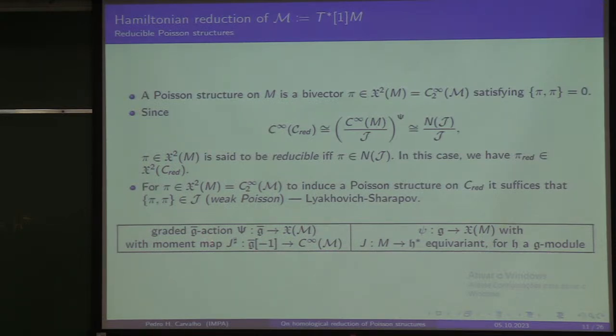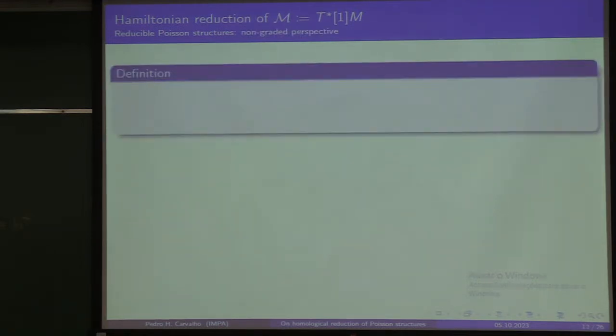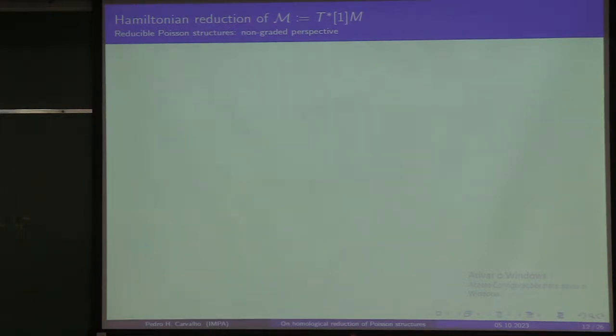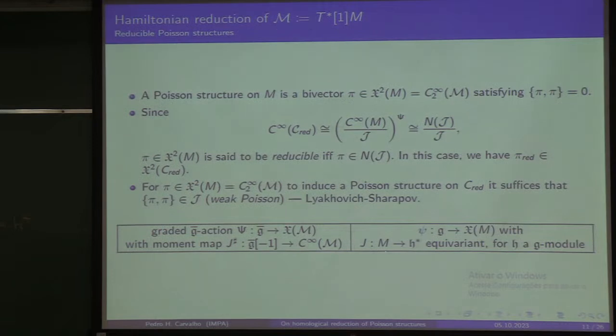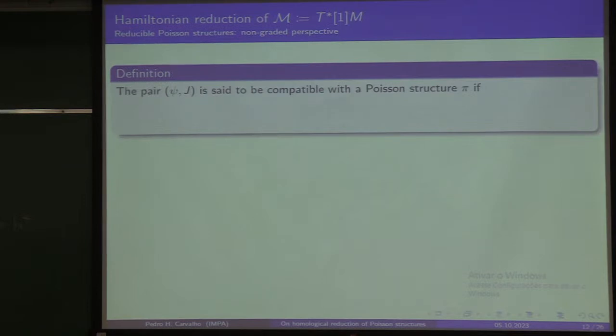So under this, translated to this side. What I mean by that is, what is the meaning of this condition, written in graded terms, when I go to this side, right? Because everything is happening here. What about this condition here? And so this pair here, I mean the corresponding pair associated to a graded action, this pair will be said to be compatible with a Poisson structure if you have this condition.